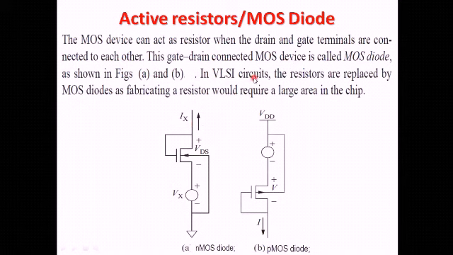In VLSI circuits, the resistors are replaced by MOS diodes, as fabricating a resistor would require a large area on the chip. So I hope these two diagrams are clear to all of you. Now let us move to the next slide.